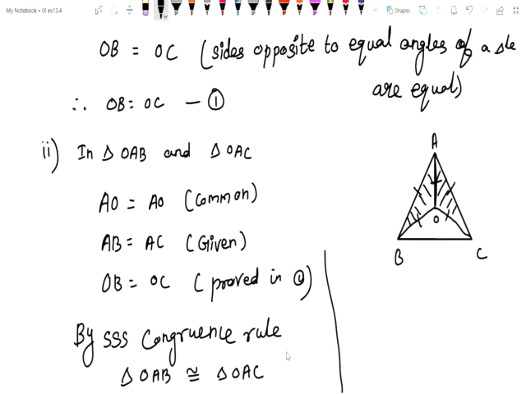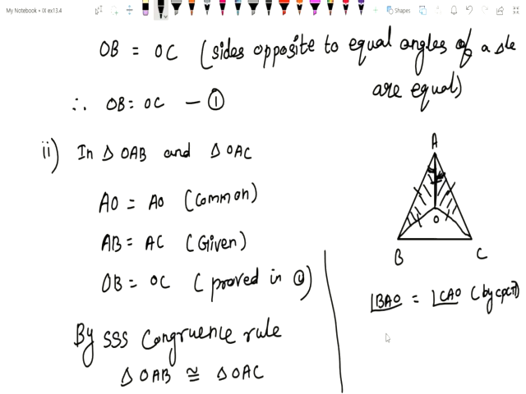Next we are going to use CPCT. CPCT means corresponding parts of congruent triangles. So using the CPCT, I am going to say angle BAO equal to angle CAO by CPCT. What is CPCT, children? Corresponding parts of congruent triangles. Because these two triangles are congruent, we proved, so we are using CPCT.